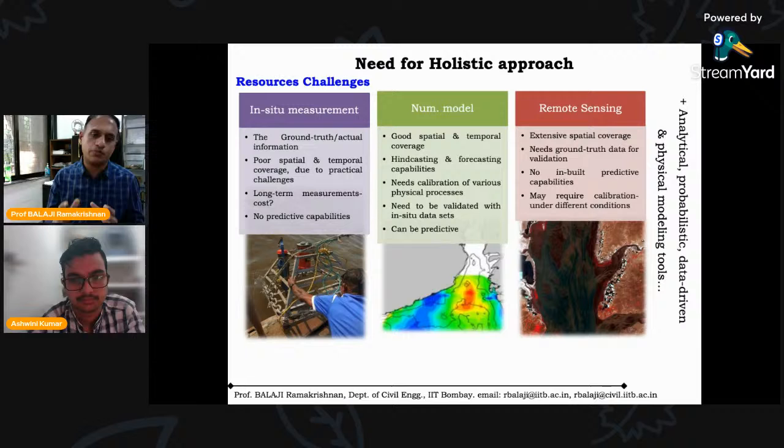The reason why I am projecting this particular slide to you is that we have different resources, like in-situ measurement capabilities, mathematical modeling, computer resources, and plenty of satellites hovering around us. But how to judiciously mix all the powers of these individual resources to achieve the common goal of your research objective? That's exactly what I'm trying to project in this particular slide.